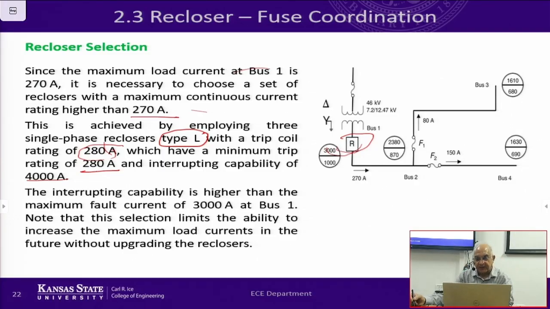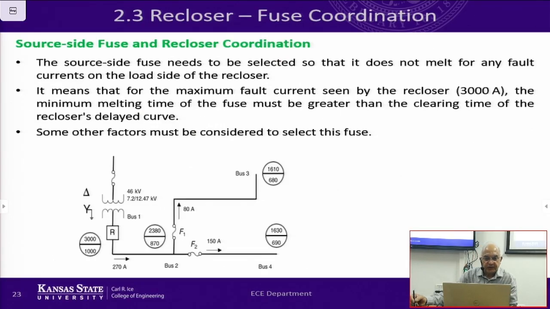Okay. Now the next thing we want to do is to select this fuse. This fuse has to be selected in such a way that for the maximum fault current of 3000 amps, the fuse should not interfere with the recloser. So it means at 3000 amps, the fuse should be delayed enough above the recloser. Okay, so we want to pick that. So what are the rules here?